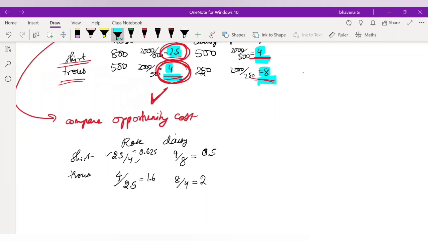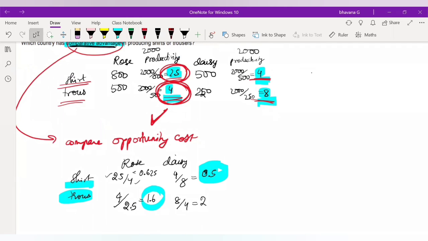Here if you see, for trousers, the least opportunity cost is by Rose only. So Rose has a comparative advantage in case of trousers. In case of shirts, who has a comparative advantage? Whoever has a lesser opportunity cost, that is Daisy. So here they have a comparative advantage. So absolute advantage was taken by Rose for both, but comparative advantage is taken by the person who has low opportunity cost. That means for shirts it is Daisy and for trousers it is Rose.